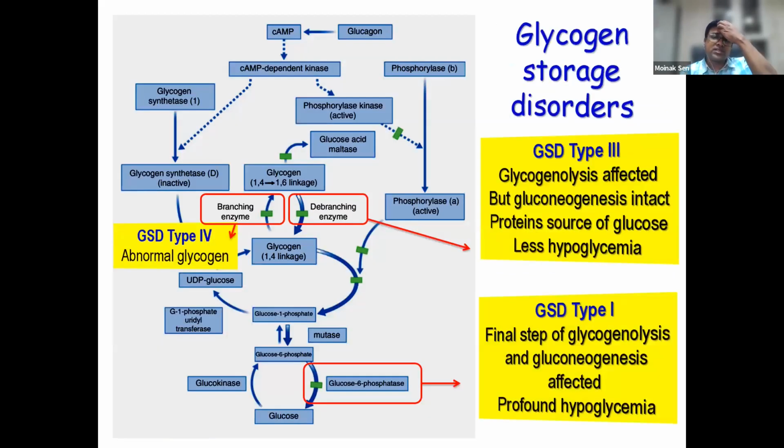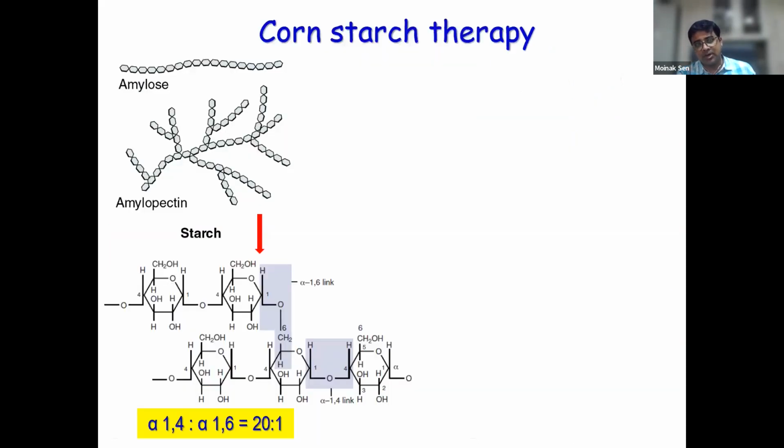Glycogen storage diseases are of many types. There is type 1, 2, 3, 4, 5, 6, up to 11. But the ones that cause liver disease are 1, 3, 6, 9, and 11. In type 1, the final step of the pathway is affected, and hence the problem is that no glucose is actually getting into the system, and that causes profound hypoglycemia. Whereas type 3, you will understand, is one step a little above, and hence it causes less hypoglycemia.